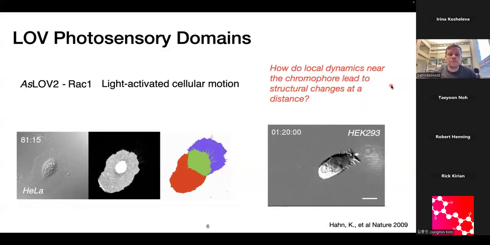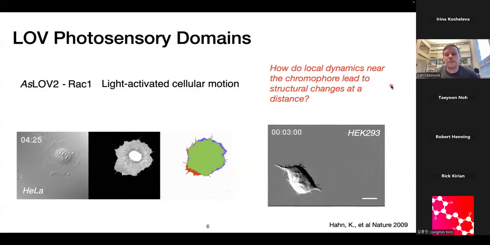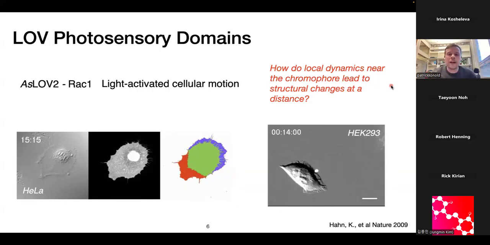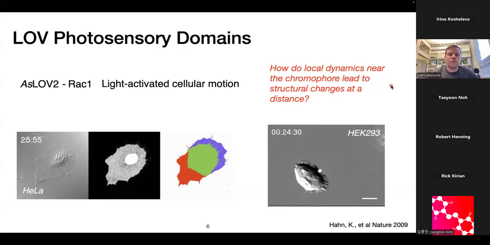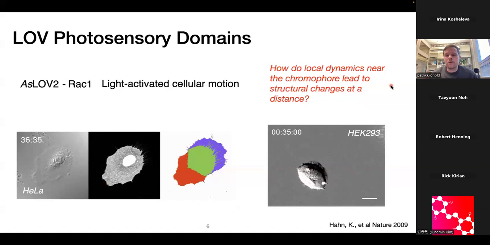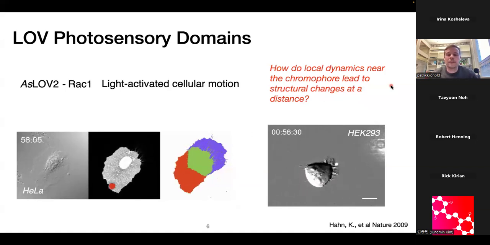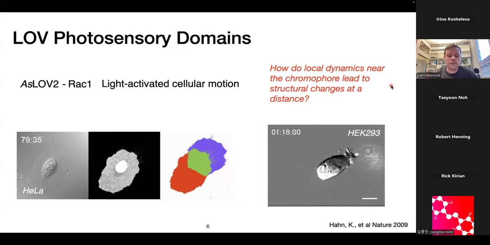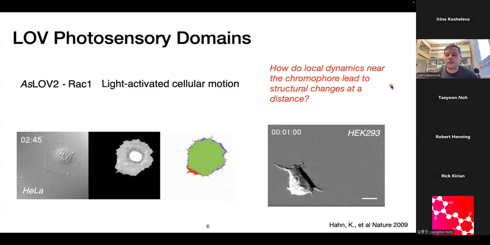But in general, from the biophysical context, we want to ask the question: how do these local dynamics near the chromophore following the photon absorption lead to these large-scale structural changes and action at a distance? So how does this signal get transduced through the protein and create such an effect?